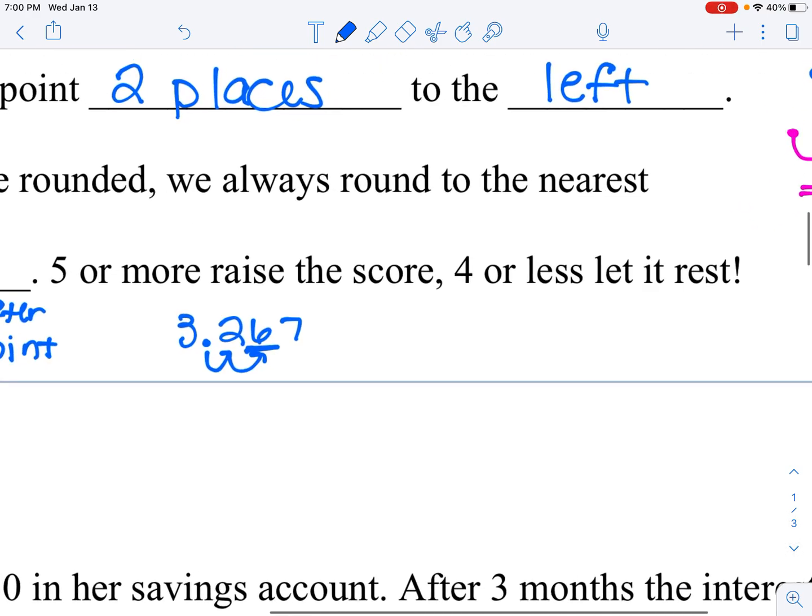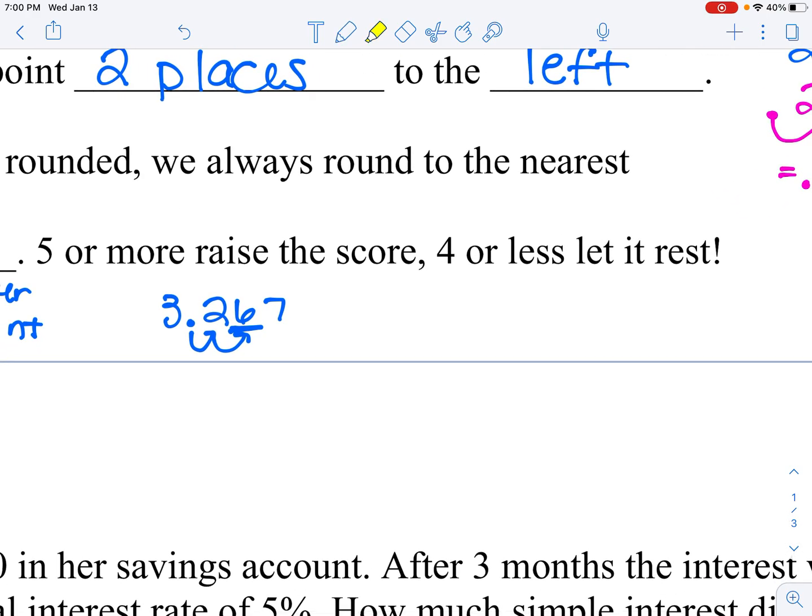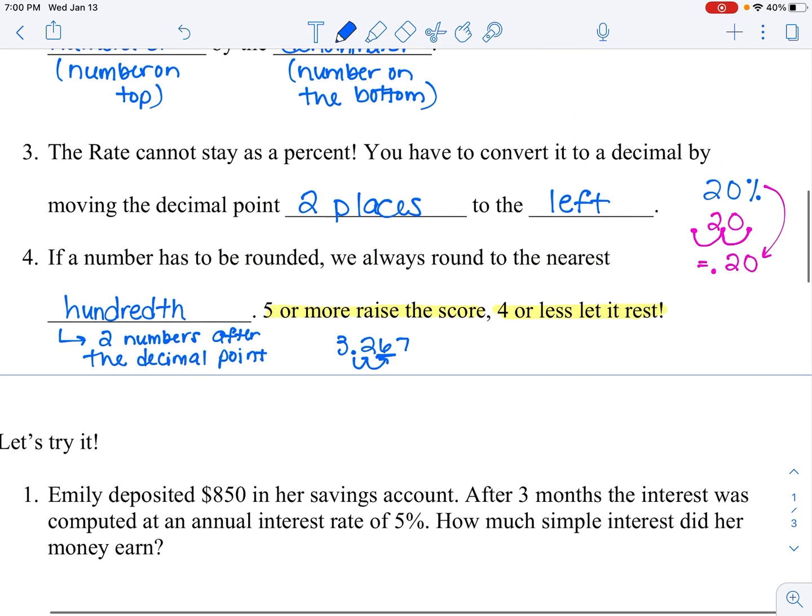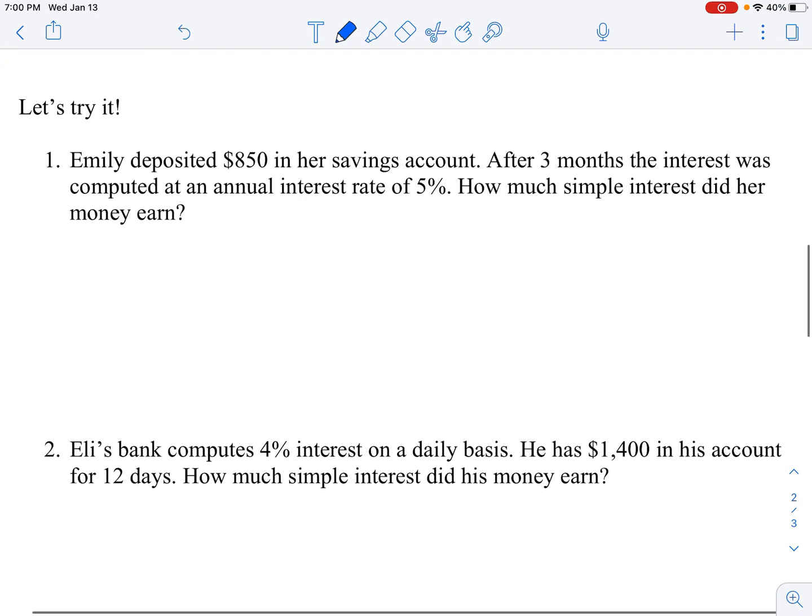And here's a little reminder for you. 5 or more, raise the score. 4 or less, let it rest. Okay, so let's move on to some examples. We're going to try it now.